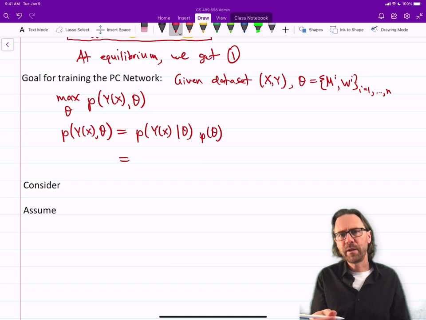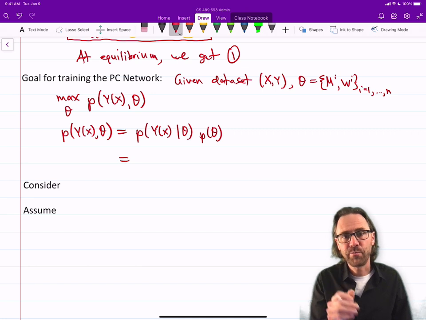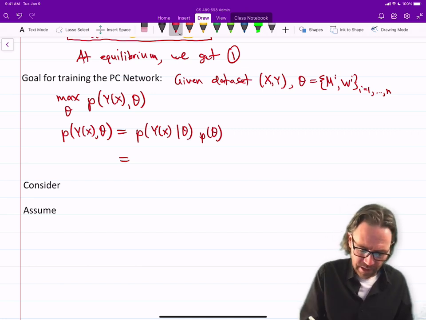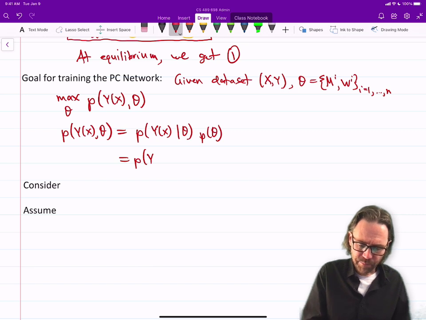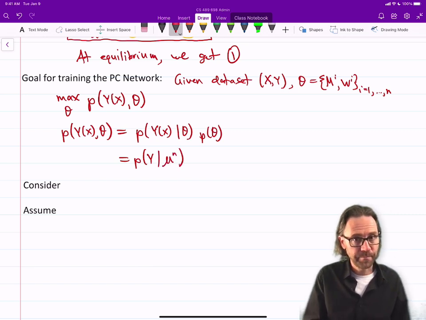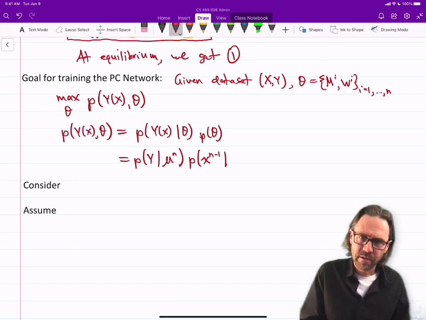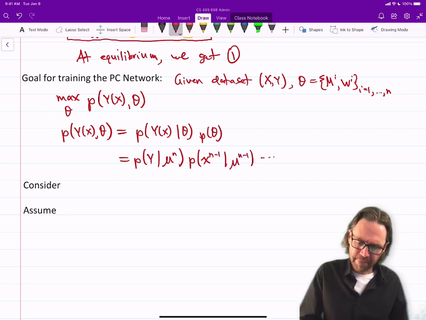So this probability of the output y, given the input x and the set of parameters, can be written as a Bayesian chain. So probability of the output given the prediction sent to the output layer times the probability of the state node in the layer below given the input to its layer, and so on.